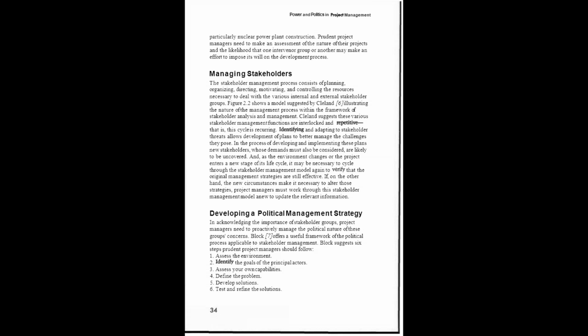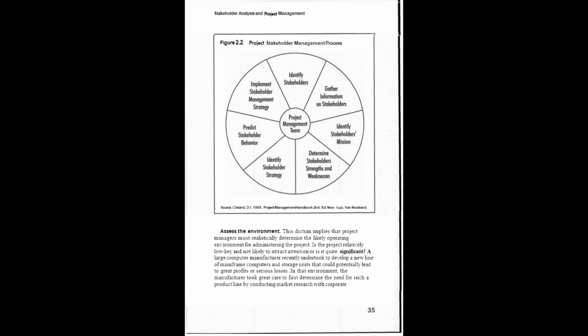Managing stakeholders. The stakeholder management process consists of planning, organizing, directing, motivating, and controlling the resources necessary to deal with the various internal and external stakeholder groups. Figure 2.2 is on the next page. I'll just show you. Here you can see identify stakeholder, gather information on stakeholder, identify stakeholder mission, determine stakeholder strengths and weaknesses, identify stakeholder strategy, predict stakeholder behavior, implement stakeholder management strategy. You see, he has first identified the stakeholders, and ultimately he developed a complete stakeholder management strategy out of it.